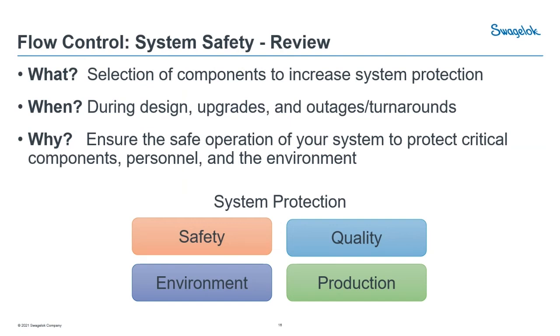So wrapping up for today, as our time is coming to a close shortly, we talked about some selection of components to help increase your system protection. We can do that during the design phase, during upgrades or outages. And what we really want to do is make sure that we have the safe operation of our system. We're protecting the safety of our people, the quality of our product, the environment in our facility and around us, and we're protecting our production and our equipment itself from any damage. So those are the things that we're going to consider in system protection.